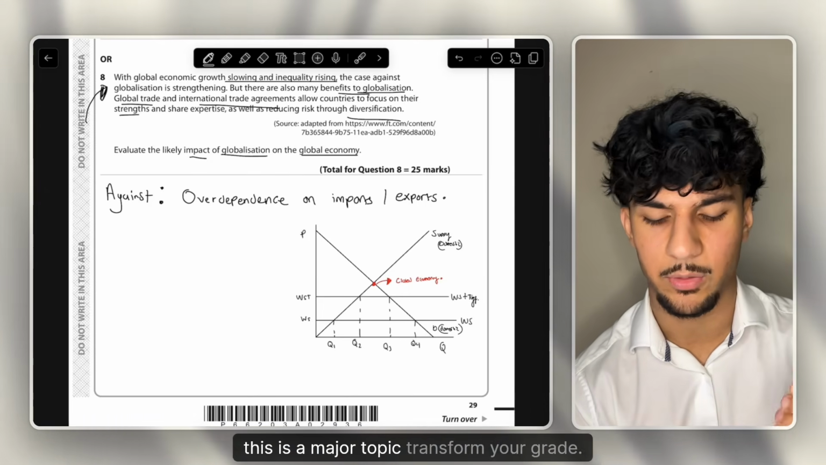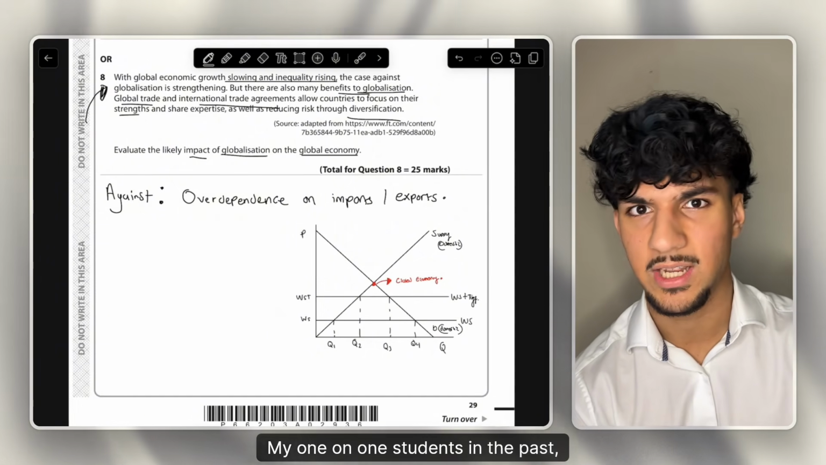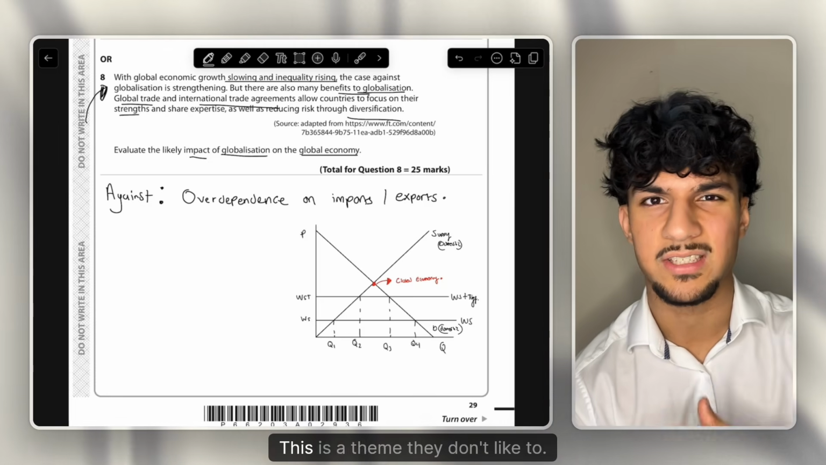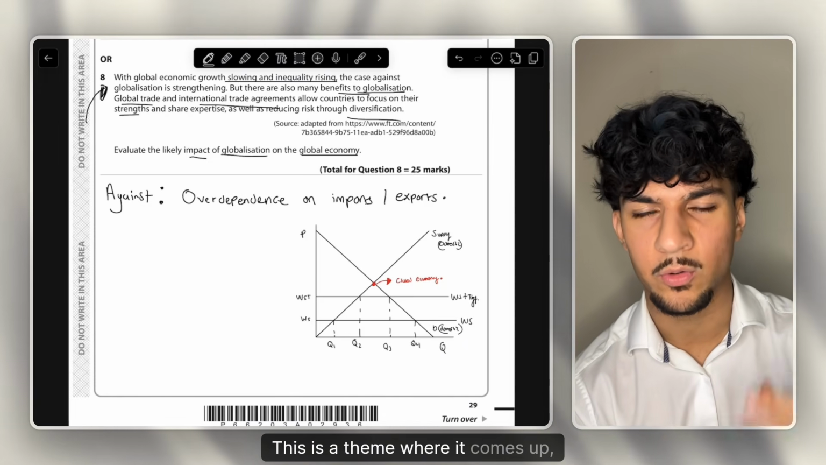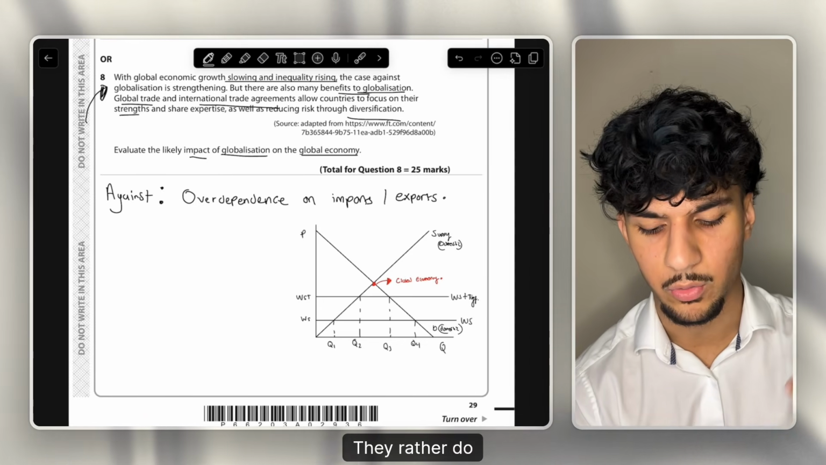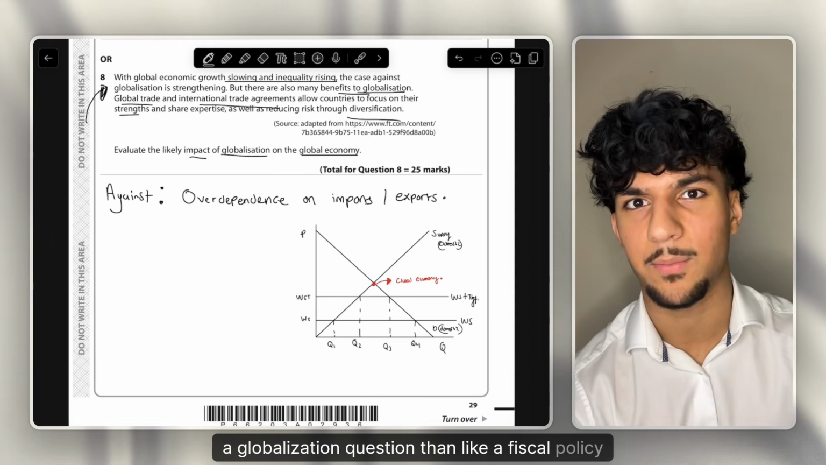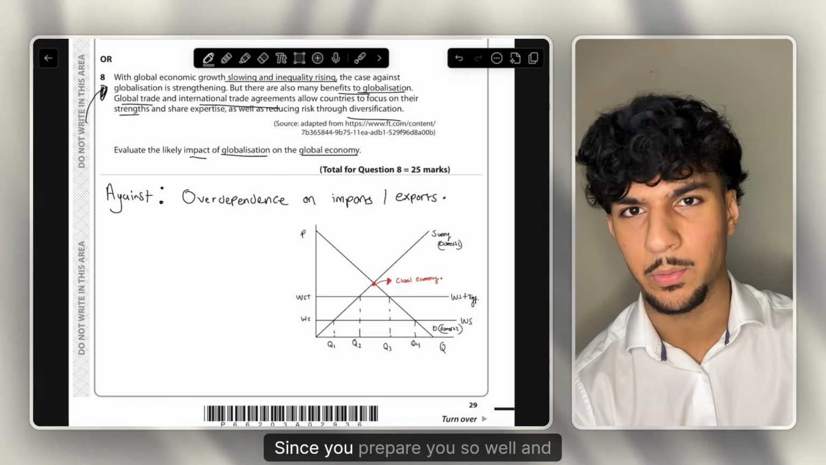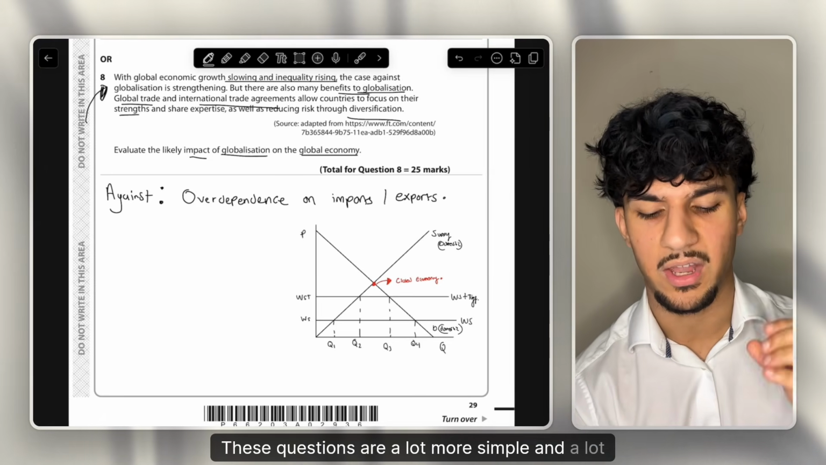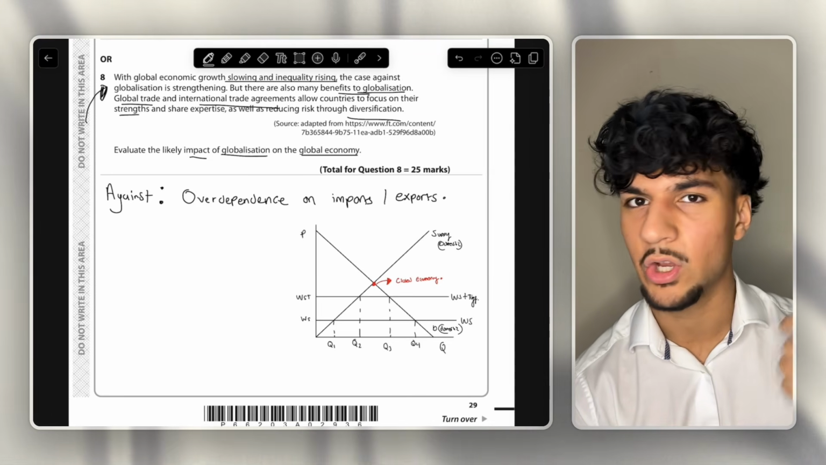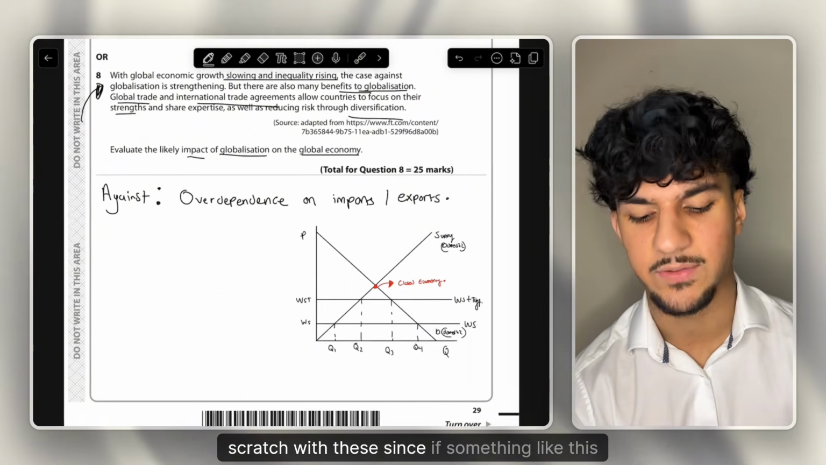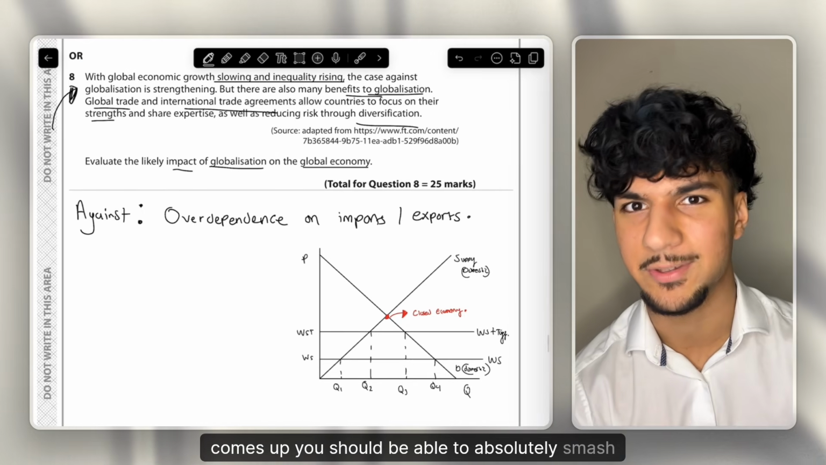And Theme 4, this is a major topic to transform your grade. My 101 students in the past, the live class students, I changed them from this being a topic they want to avoid, a theme they don't like, to a theme where, if it comes up as a 25 mark question, they want to do that. They'd rather do a globalisation question than a fiscal policy or a monetary policy question. Why? Since we prepare you so well, and these questions are a lot more simple and straightforward, and very repetitive compared to the other big topics. So make sure you practice these and you're up to scratch, since if something like this comes up, you should be able to absolutely smash it out of the park.